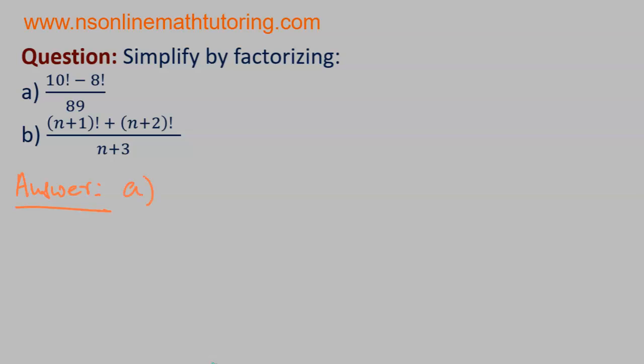Subpart E, it is 10 factorial minus 8 factorial over 89. I do not know about 89, but since I am seeing that we are having 2 factorials in the numerator, and out of 10 and 8, 8 is the smaller number, so we have to express 10 factorial in terms of 8 factorial. So, it is 10 times 9 times 8 factorial minus 8 factorial over 89.